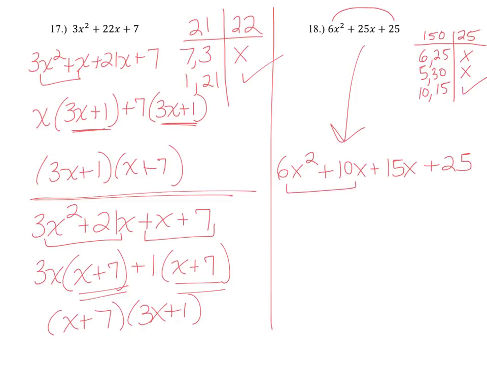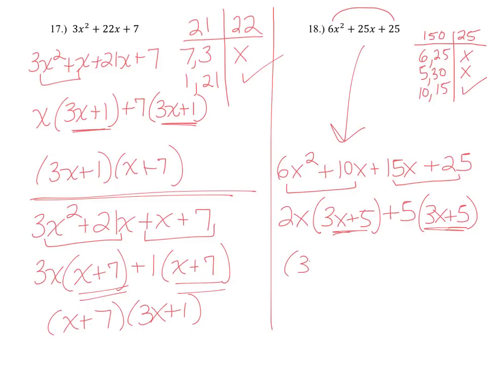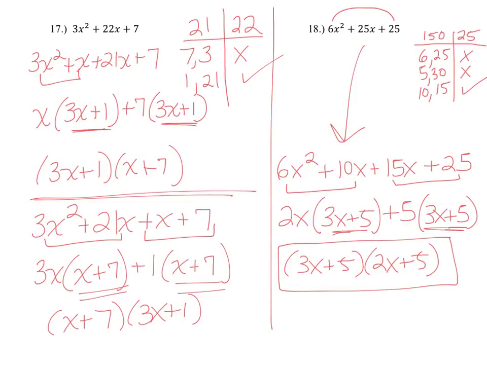Then you put the first two terms together, the last two terms together. The GCF of 6x squared is going to be 2x. When you pull out the 2x, you're left with 3x plus 5. The GCF of 15x and 25 is 5. So it's a positive 5, so I'm going to put plus 5 there. Pull that out, I'm going to get 3x plus 5, right? So 3x plus 5 is what they have in common. And then what's left, when you pull out that 3x plus 5, is the 2x plus 5. Again, if you go through and do FOIL with that, you're going to get 6x squared plus 25x plus 25.